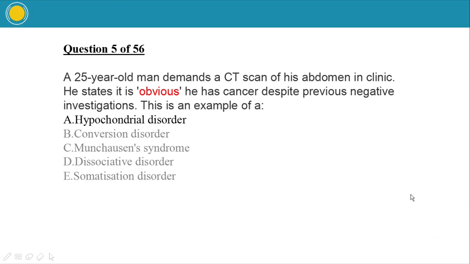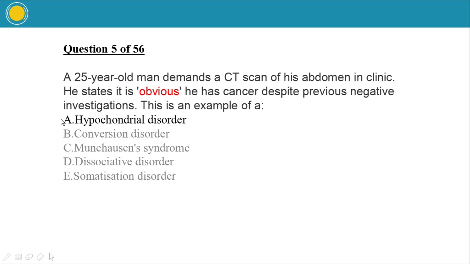Next question. Question number 5. A 25-year-old man demands a CT scan of his abdomen in clinic. He states it is obvious he has cancer, despite previous negative investigations. This is an example of what? Okay, this is an unexplained diagnosis of cancer. The patient is quite suspicious, and he states it is obvious that he has cancer. And with the background of previous negative investigations, this is an easy question.